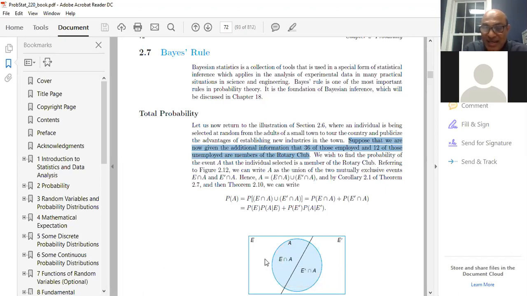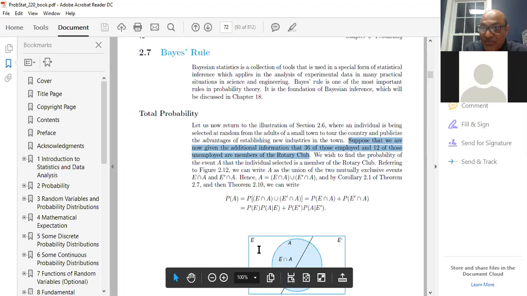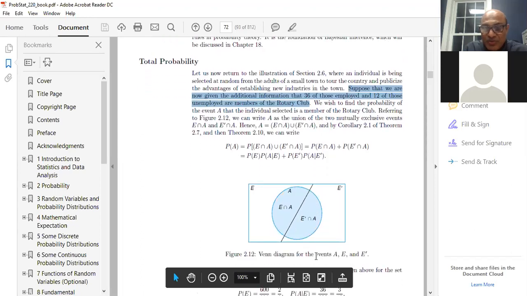So E intersection A. Now all the employed, the total number of employed, are 600. All 600 are not members of the Rotary Club, but out of the 600, 36 people, maybe male or female, are members of the Rotary Club. And another 12 people, those who are unemployed, the total unemployed men being 300, out of this 300, 12 people are members of the Rotary Club. So that means there is a common part, the Rotary Club, including this one and this one.